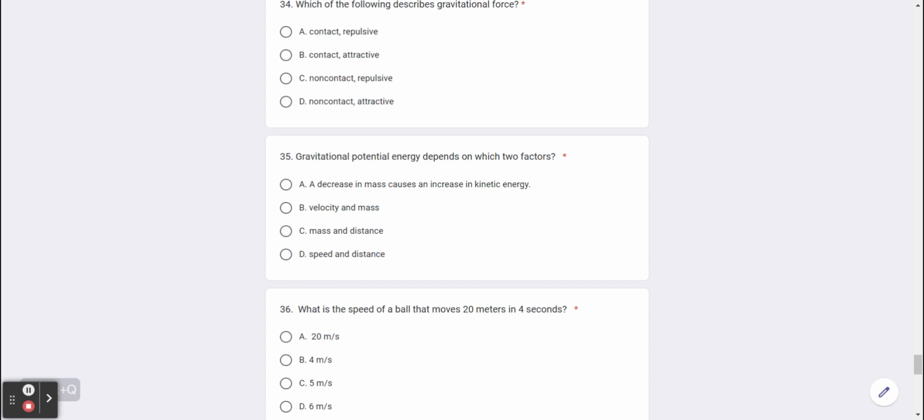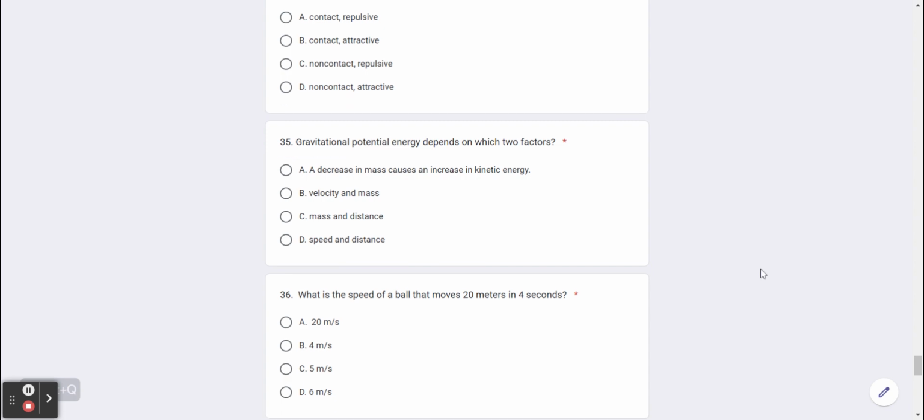36. What is the speed of a ball that moves 20 meters in 4 seconds? A, 20 meters per second. B, 4 meters per second. C, 5 meters per second. D, 6 meters per second.